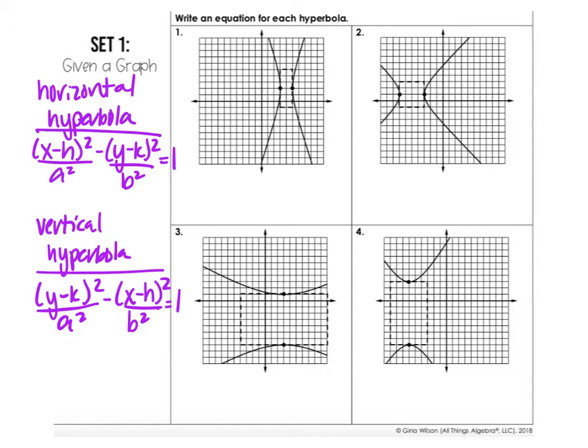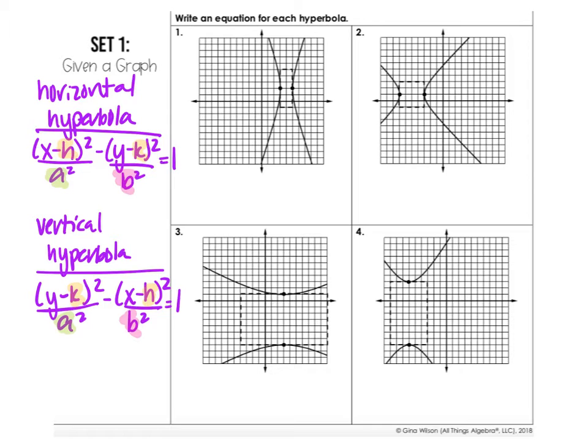Remember that (h, k) is our center, and that a is the distance from the center to the vertex or the vertices, and that b is the distance from the center to the co-vertices. So all we have to do is find h, k, a and b, and substitute that information into the formulas. So let's look at graph number 1.